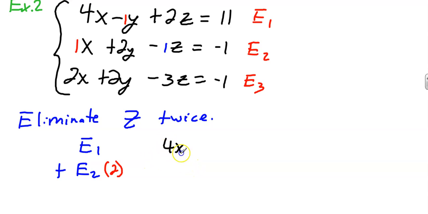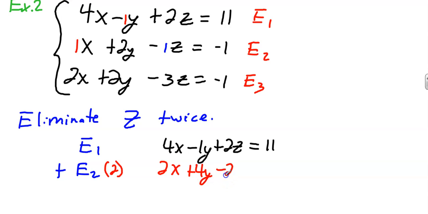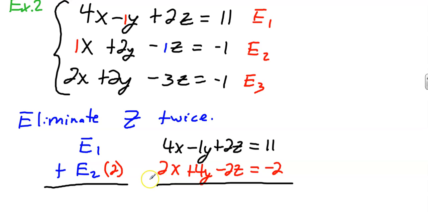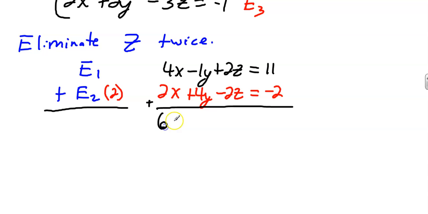Alright, so equation 1, we're not doing anything to it. Equation 2, we're going to double everything. That's going to be 2x plus 4y minus 2z equals negative 2. Put those together. Alright, so it makes 6x plus 3y equals 9. Good. And again, z's gone the first time, so we're good there.